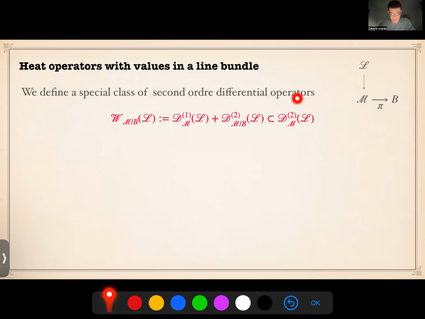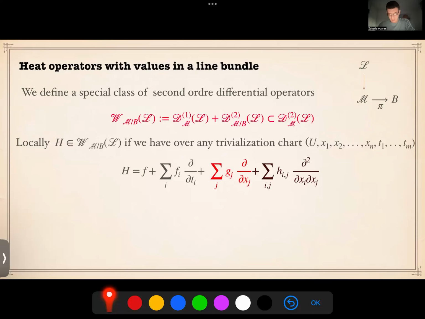So this is a subsheaf of global differential operators, and the local sections for a chart on M are such that x1, ..., xn are the coordinates on the fiber, and t1, ..., tm are the coordinates that came from B. So H will be written like this. You have the second order part depending only on the vertical coordinates, and the degree 1 part depending on all the coordinates. And F here is a degree 0 differential operator. And as we are interested just in the projective one, you can forget about F.